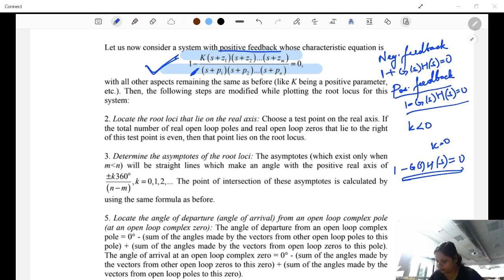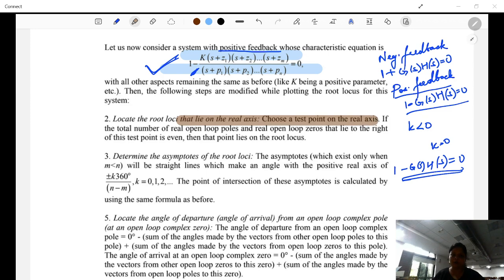All right. Then what we are going to see is that here we'll do mostly the same things. There would be some changes in only 3 points. One is that if we choose some test point on the real axis and want to find out whether that part where the test point is chosen lies on the root locus or not, then we'll have to see that the number of real poles and real open loop zeros to the right of it should be even. In the earlier case, it was odd, right?